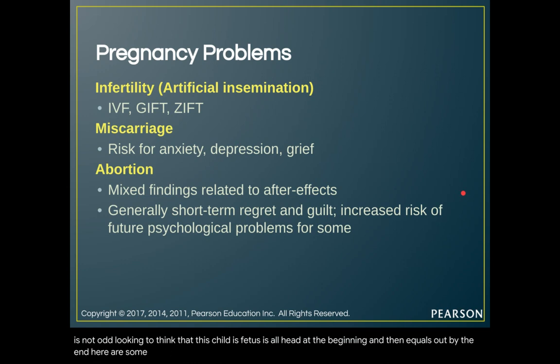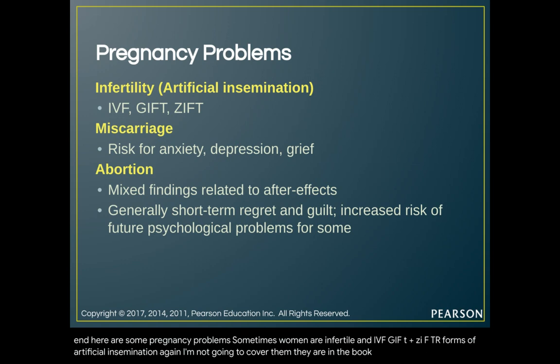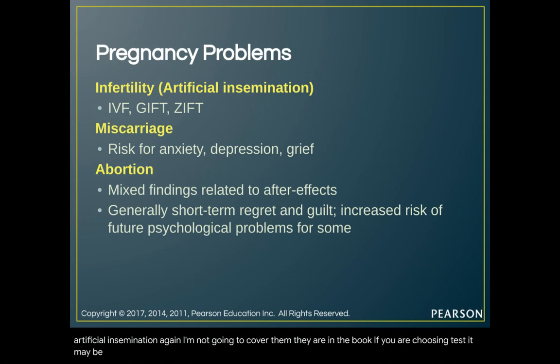There are some pregnancy problems. Sometimes women are infertile, and IVF, GIFT, and ZIFT are forms of artificial insemination. Again, I'm not going to cover them. They are in the book. If you're choosing test, it may be in the book and it may be a question.